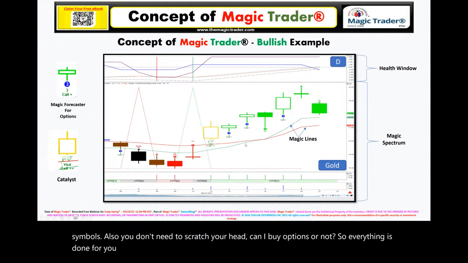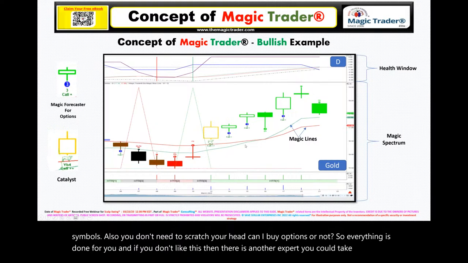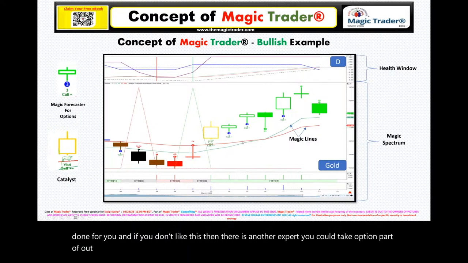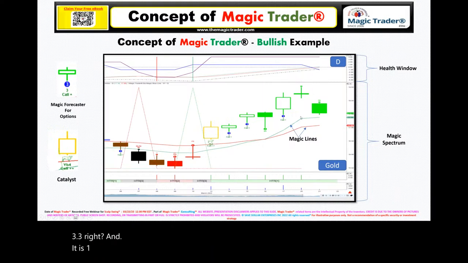And if you don't like this, then there is another expert. You could take the option part out, and you could still have a forecasting. But in this case, the call option has a forecasting symbol 3.3, right? And it is on a scale of 1 to 6. So obviously, 1 is low risk, 2 a little bit higher, and 6 is higher risk.